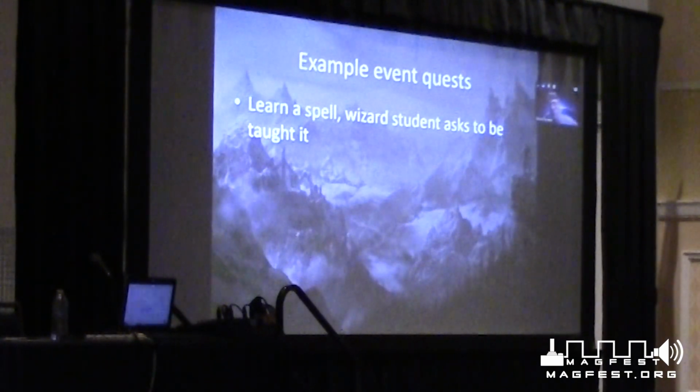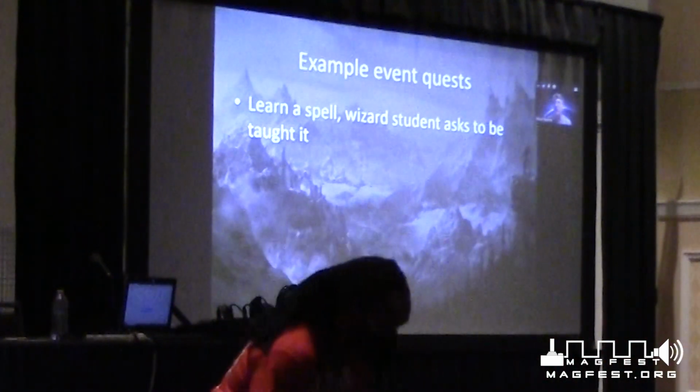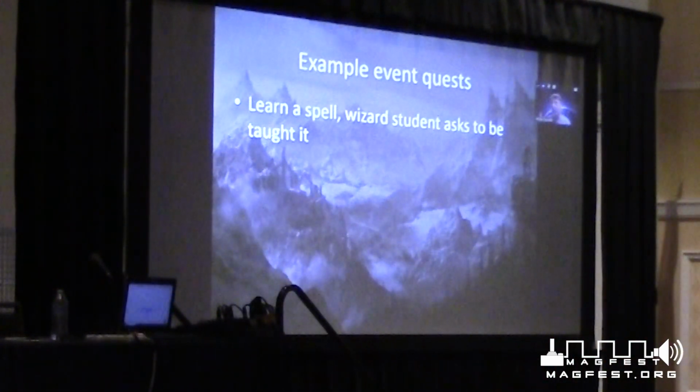So let's look at some examples. Example event quests, things that these trapped events might generate. The player learns a spell. This spell is an event. It goes into the story manager. The story manager starts comparing it to all the things in that list, finally finds one that matches, you've learned a spell, and it starts a quest. And the quest finds an actor in the world that is a wizard, or maybe creates one, sends that person to the player, and the NPC will force greet the player and say, hey, can you teach me a spell? All because you learned a spell.